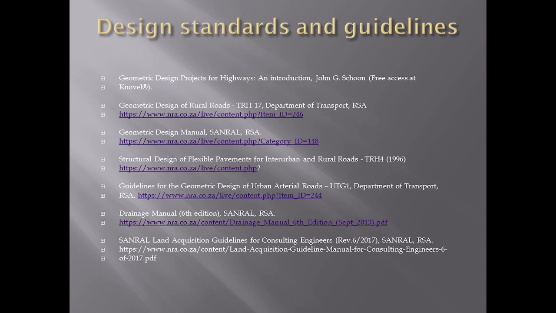In the project brief, the design standards and guidelines, the books that we will be using as references, are as shown on the slide: The Geometric Design Project for Highways, an Introduction by John G. Schoon; The Geometric Design of Rural Roads, the TRH 17; The Geometric Design Manual, SANRAL; The Structural Design of Flexible Pavement for Interurban and Rural Roads; A Guideline for the Geometric Design of Urban Arterial Roads; A Drainage Manual, the SANRAL 6th edition book; and then the SANRAL Land Acquisition Guideline for Consulting Engineers.